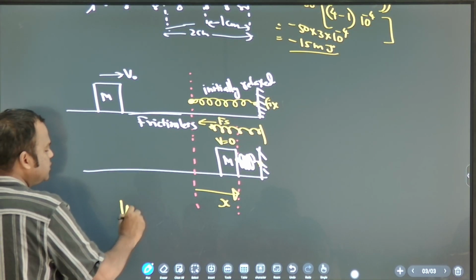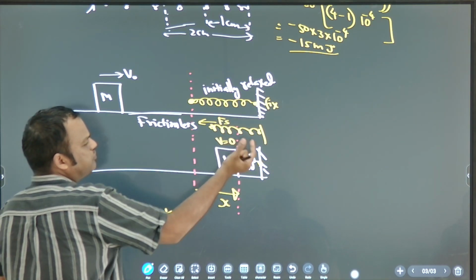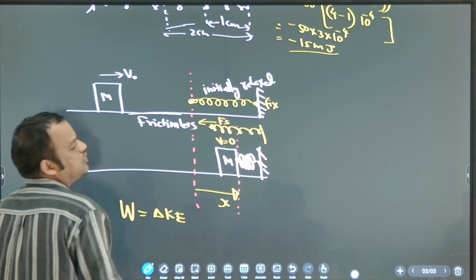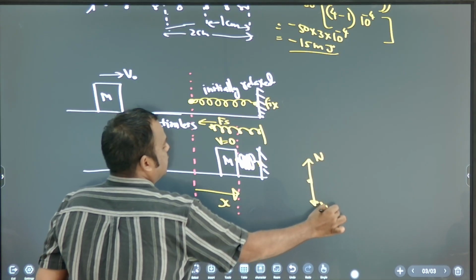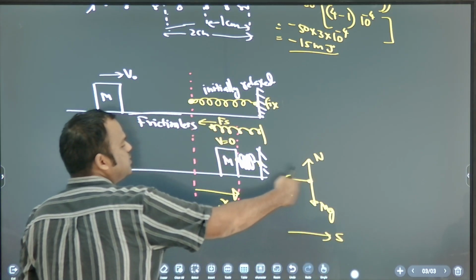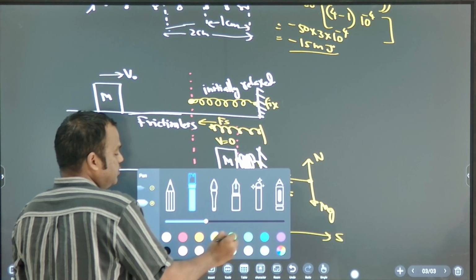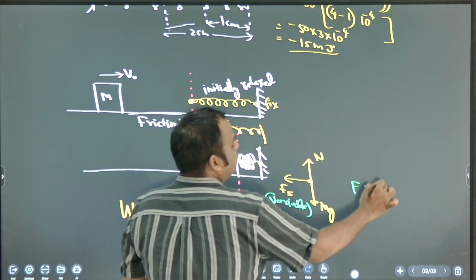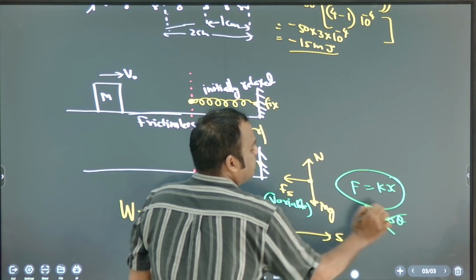Now you can use work done is equal to change in kinetic energy. So which force is doing work? Spring force. Is mg doing any work? No. Is normal force doing any work? No. Spring force is doing work. Displacement is to the right side, spring force is to the left side. Is spring force constant or variable? Variable force. Very good. It depends on x: spring force is equal to kx. So we cannot use Fs cos theta.